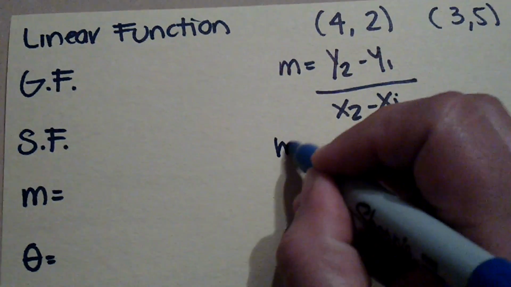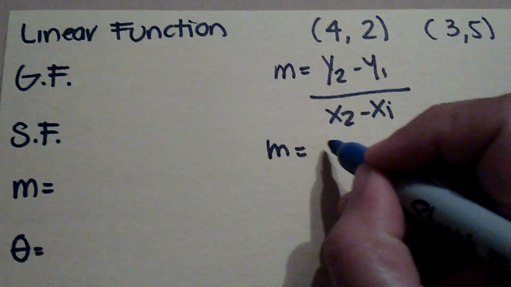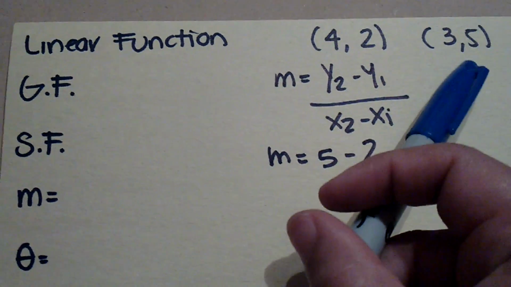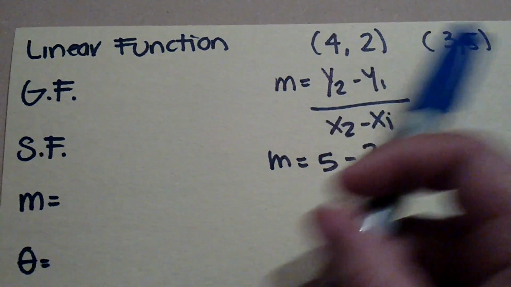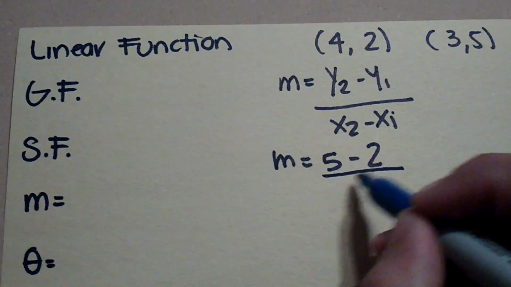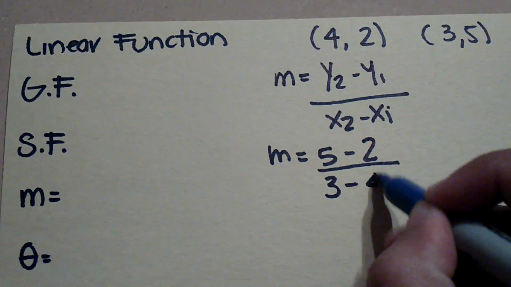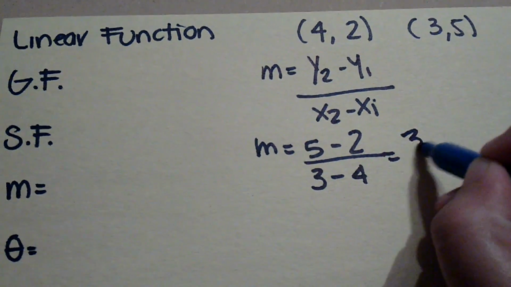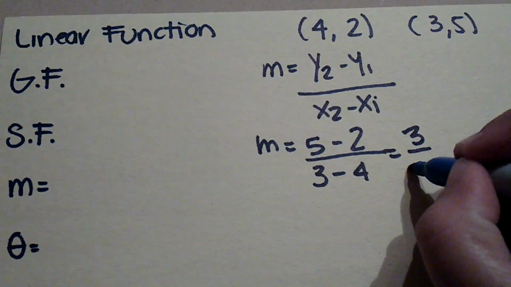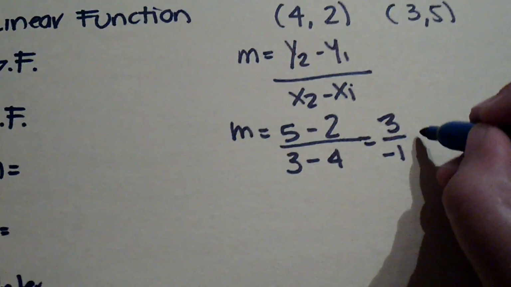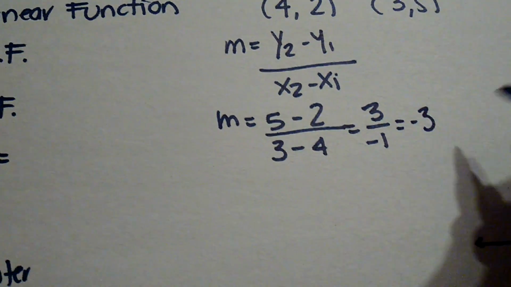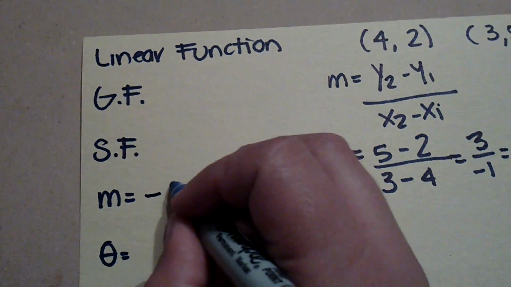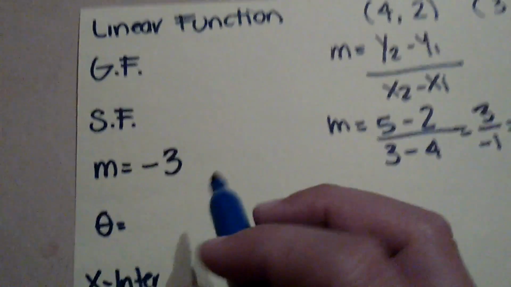So we have that m equals 5 minus 2 over 3 minus 4. 5 minus 2 equals 3, and 3 minus 4 equals minus 1. So my slope is minus 3. Here I'm going to write slope equals negative 3.